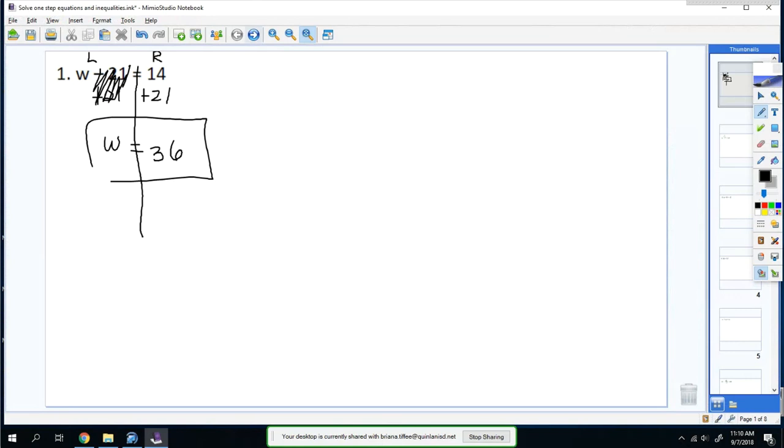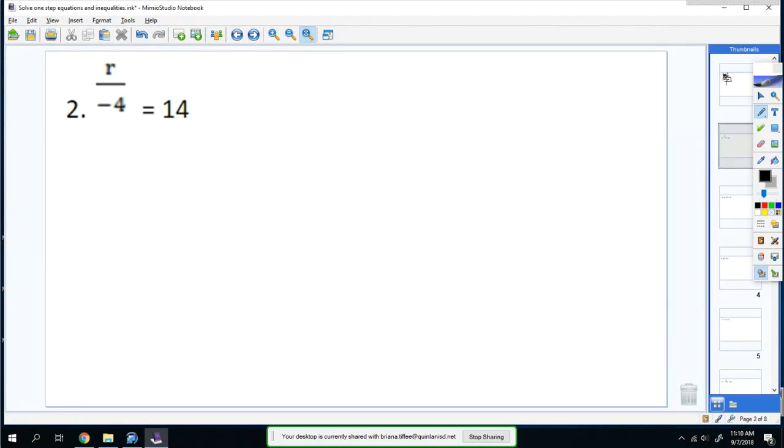Let's do another one. Okay, this time, let me draw my line. We're still going to look at the left side because that's where my letter is. We have an R, and that line means to divide by -4. Since I'm dividing by -4, I'm going to do the opposite and multiply. I'm going to put a dot for multiplication. Multiply by -4 to both sides. So this cancels out. The R comes down. 14 times -4 will be a -56. Oops. There you go.